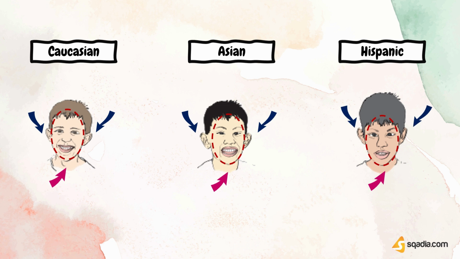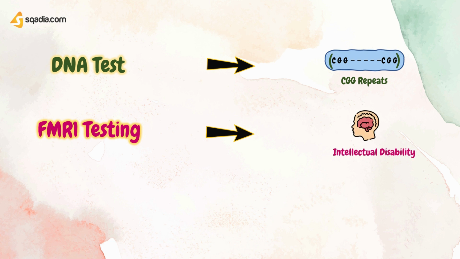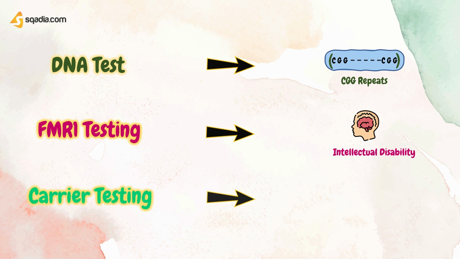Moving to diagnosis of Fragile X syndrome. Diagnosis of Fragile X syndrome is through a DNA test that counts the number of CGG repeats, and through FMR1 testing in individuals with intellectual disability, developmental delay, and autism, while carrier testing can be done for pregnant women.